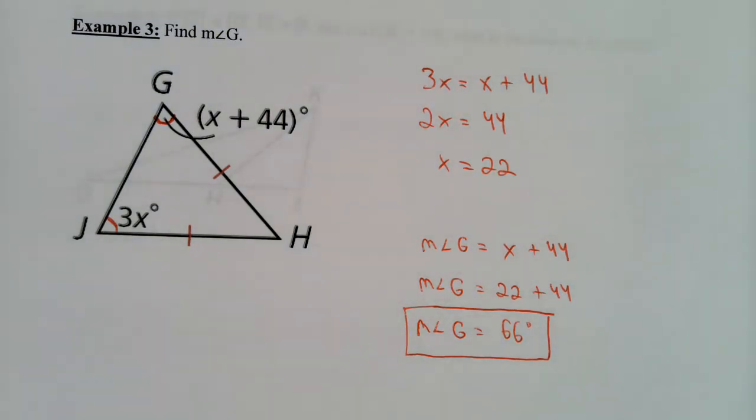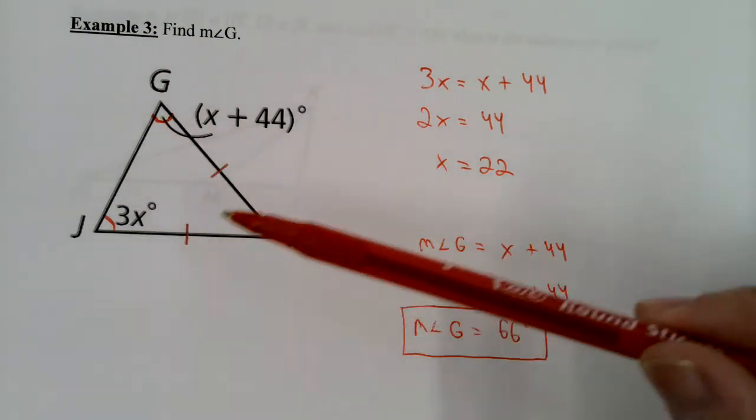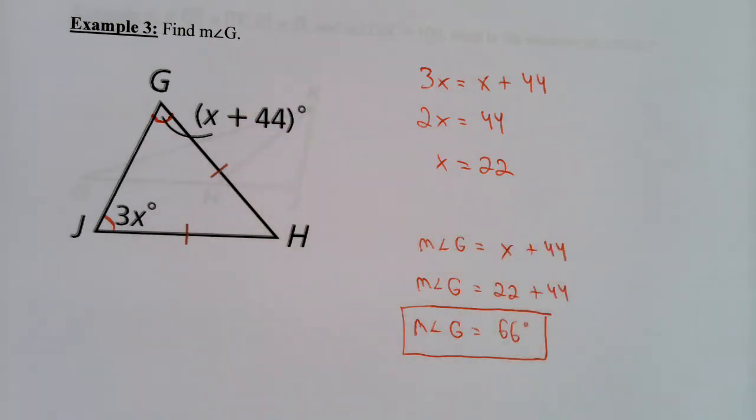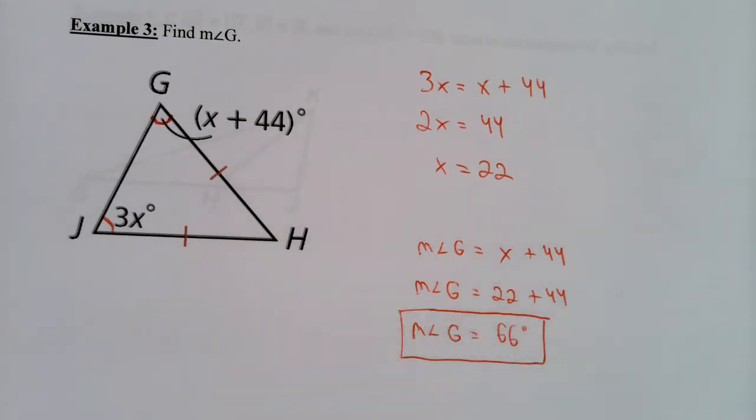And let's pretend I said find the measure of angle H. Well, all the angles add to 180. So if that's 66 and that's 66, you would do 180 minus 132, because that's what you get when you add them together. And you would get the measure of angle H equals 48 degrees, if I asked you for that.